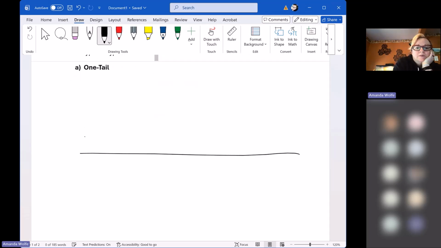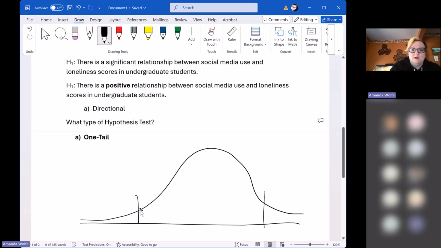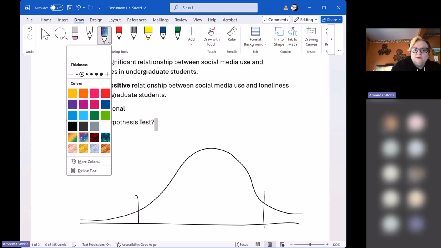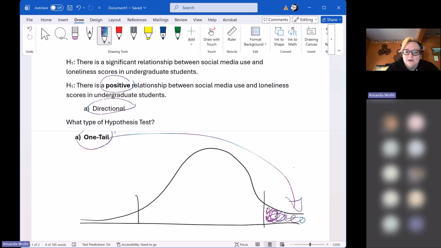Okay. We've got our normal curve, right? It's got two tails. If I'm looking in a specific direction, then I'm only going to look in one tail, right? So one tail test, directional hypothesis, right? I've picked a specific direction. So I'm only going to look in just the positive tail there to see, is that where my results are? So if it's here, it's no good. If it's here, no good, right? It's got to be here for it to work, okay?